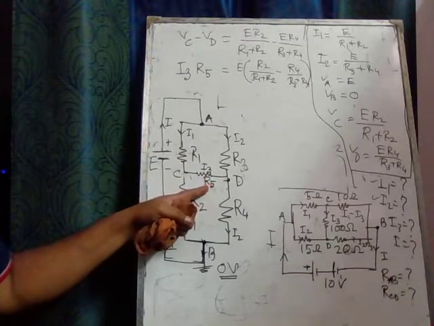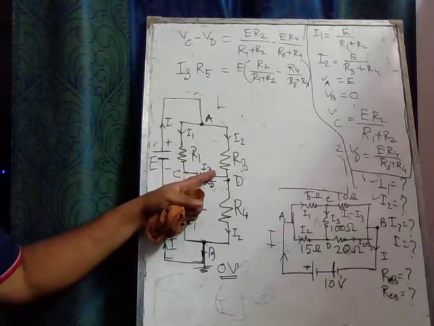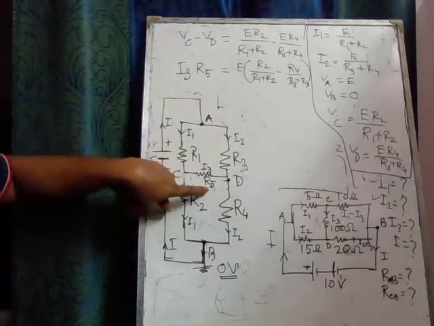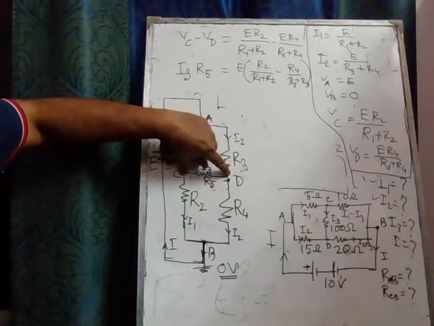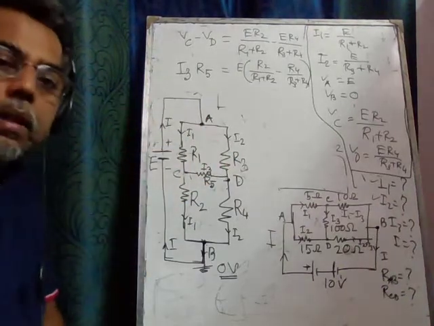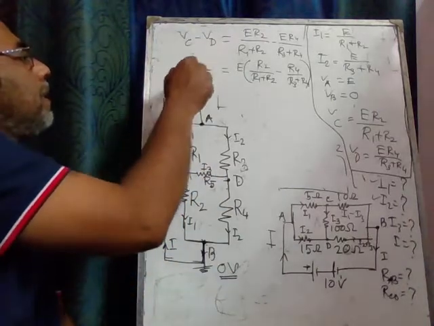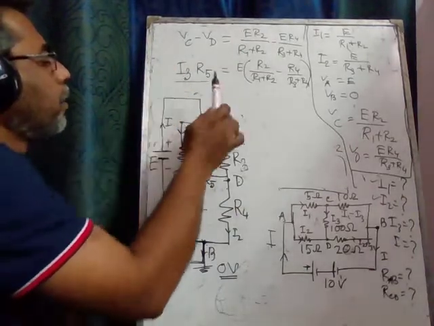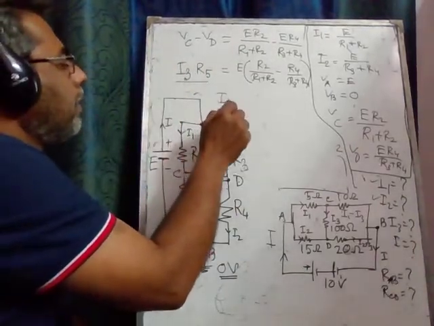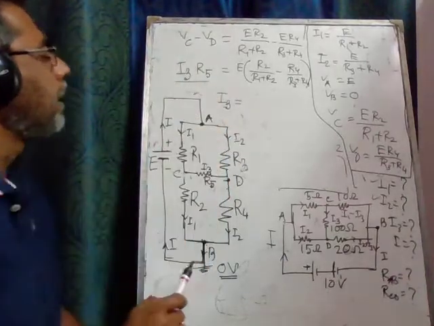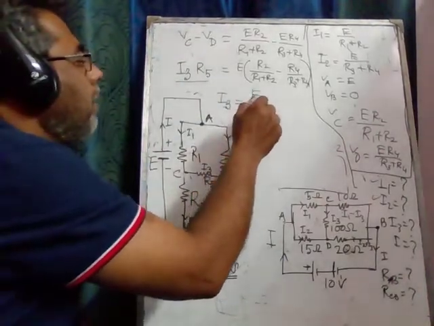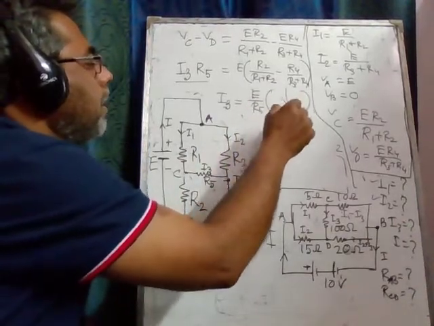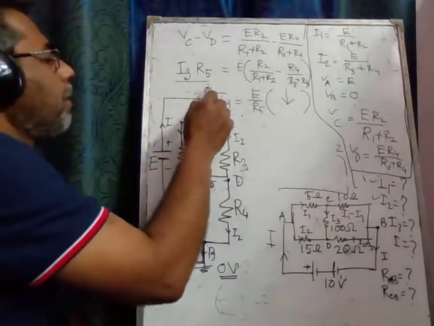So the resistance of this branch is R5 and suppose the current is I3. Then according to Ohm's law, the potential drop across R5 should be the potential difference between the point C and the point D, right? So this is given by this. So what is I3? Now we can write simply I3 equal to E over R5 times this quantity. Clear?